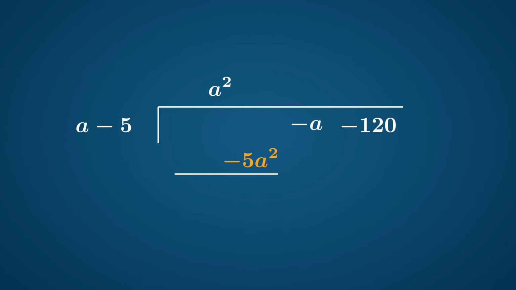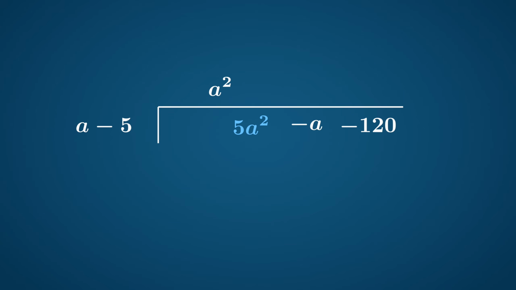We subtract a cubed from a cubed, which leaves us with 0. We subtract negative 5a squared from 0a squared in our dividend. This subtraction gives us a positive 5a squared moving forward. We bring down the next term from the original polynomial, negative a. Our new working expression is exactly 5a squared minus a.